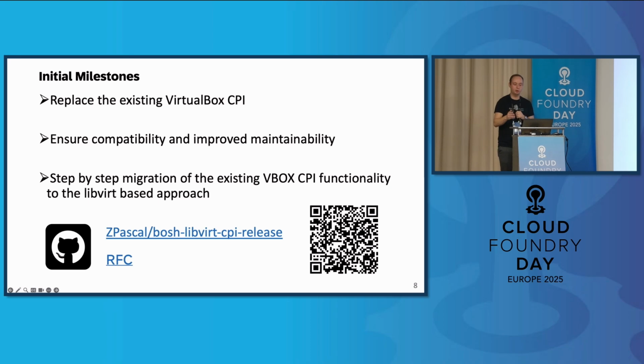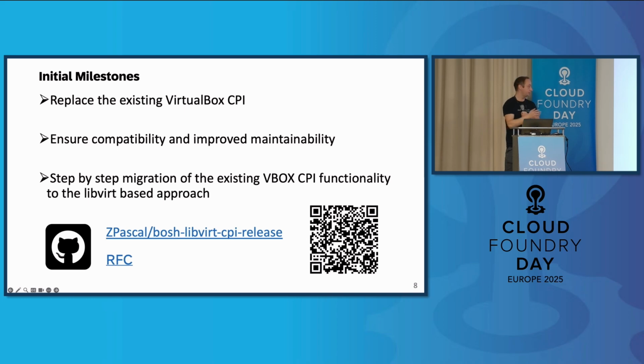So, to give you an overview about the milestones that I've already placed. I've got the idea to replace the existing VirtualBox CPI by this new implementation and already opened an RFC about this topic in the community. You can check out this corresponding link and you will find the attached RFC. The new implementation is already based on the existing VirtualBox CPI and should ensure a compatible and maintainable implementation.